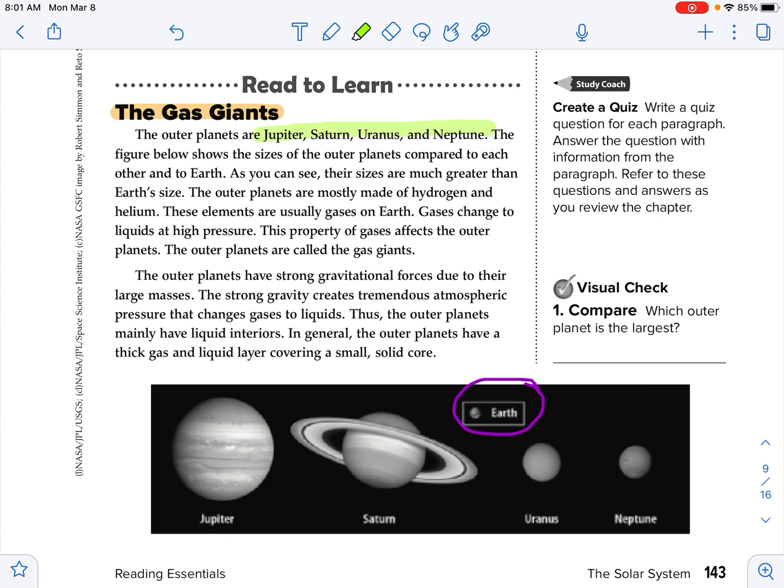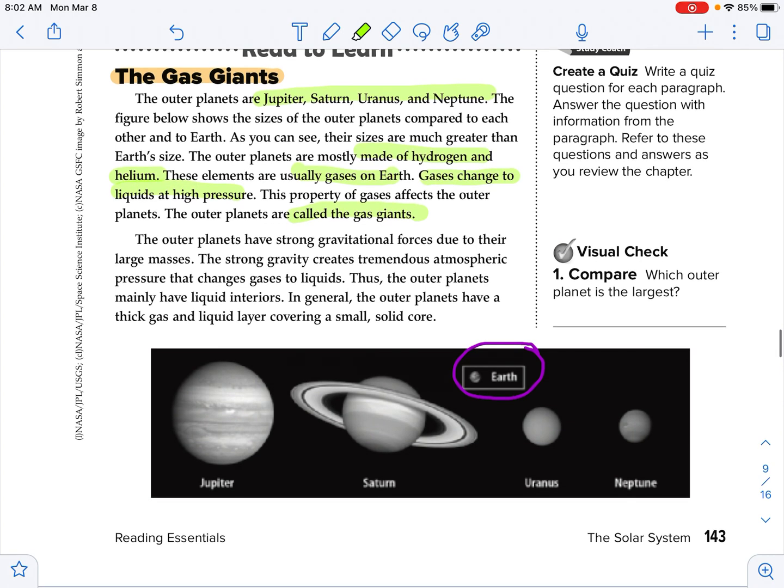The outer planets are made of hydrogen and helium, mostly of hydrogen and helium. These elements are usually gases on Earth. Gases change to liquid at high pressure. This property of gases affects the outer planets. The outer planets are called gas giants. So gases change to liquid at high pressures. We're going to see that that's what happens.